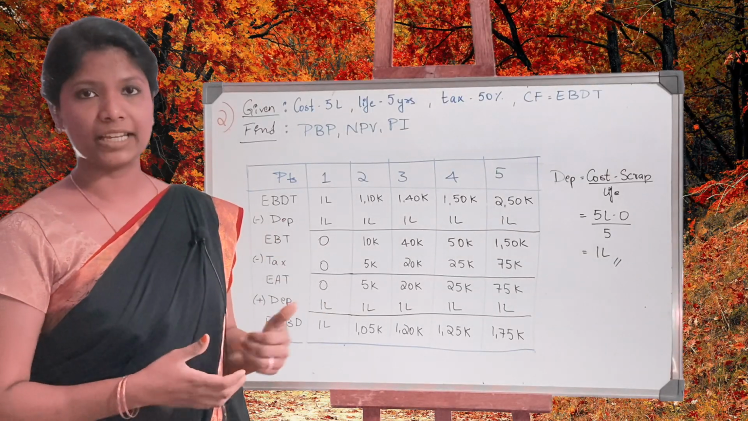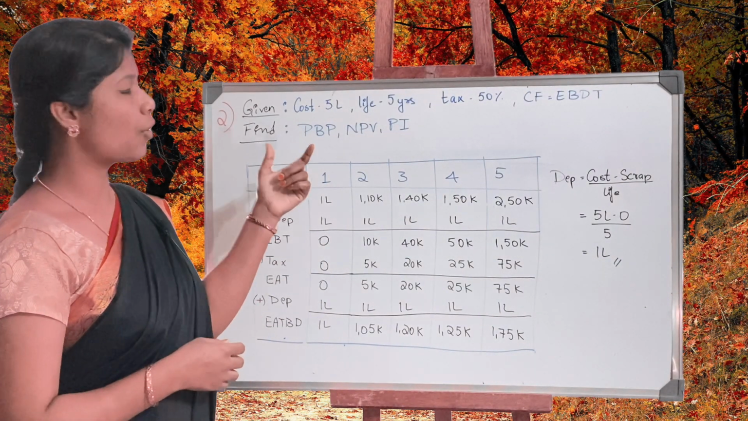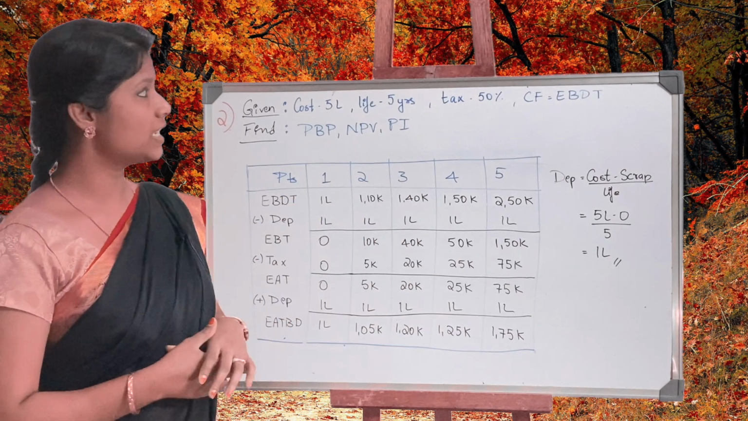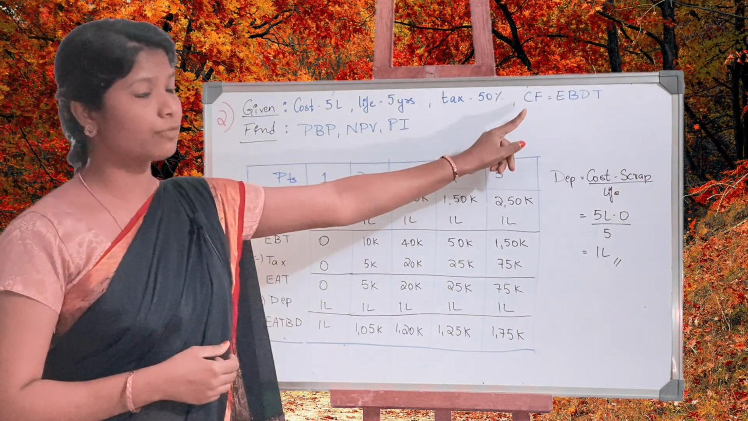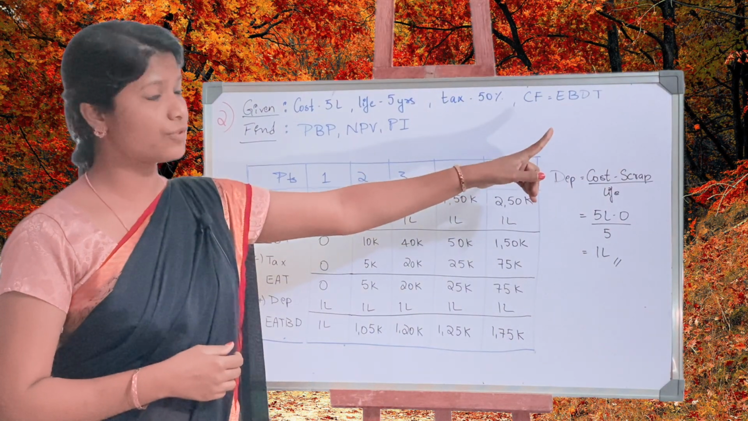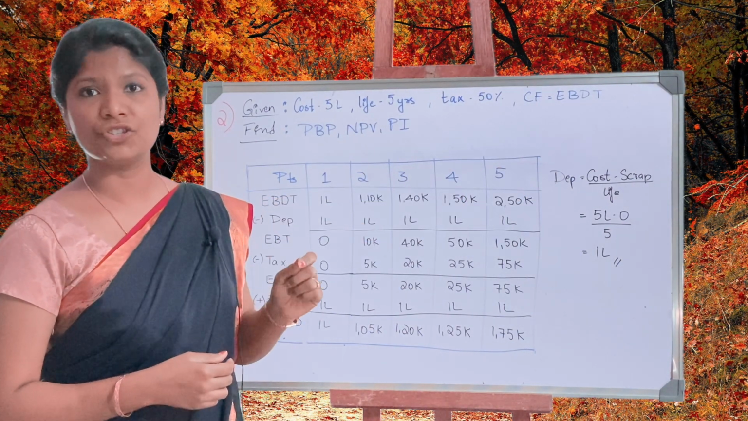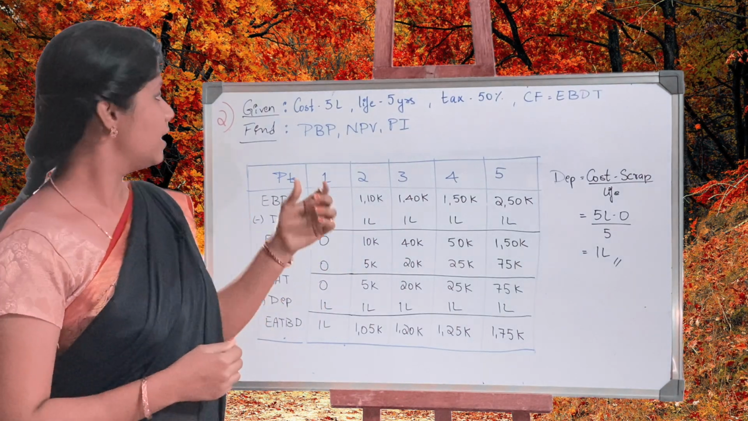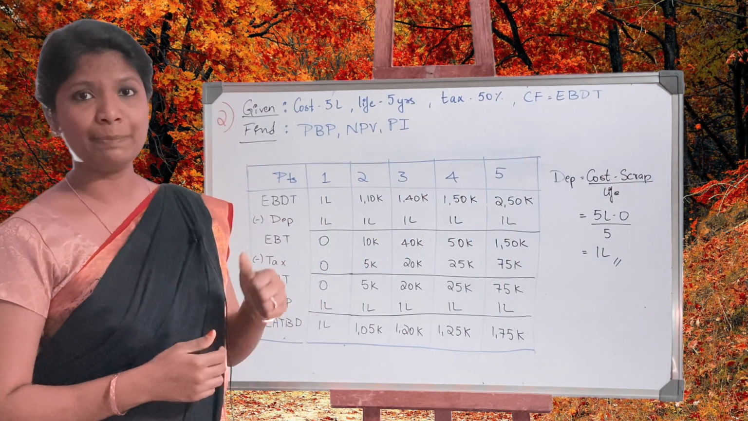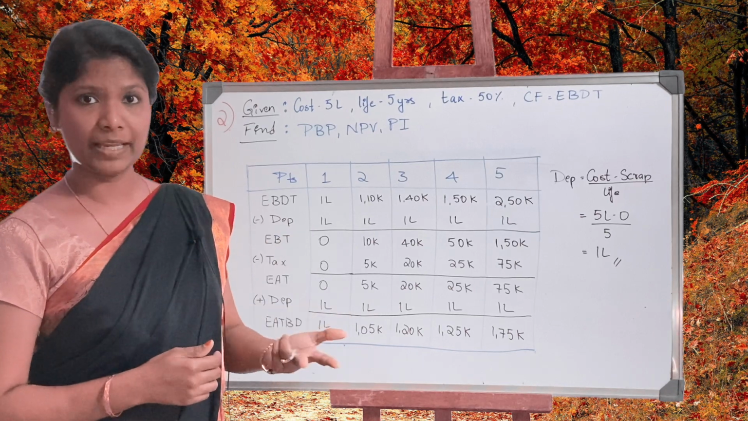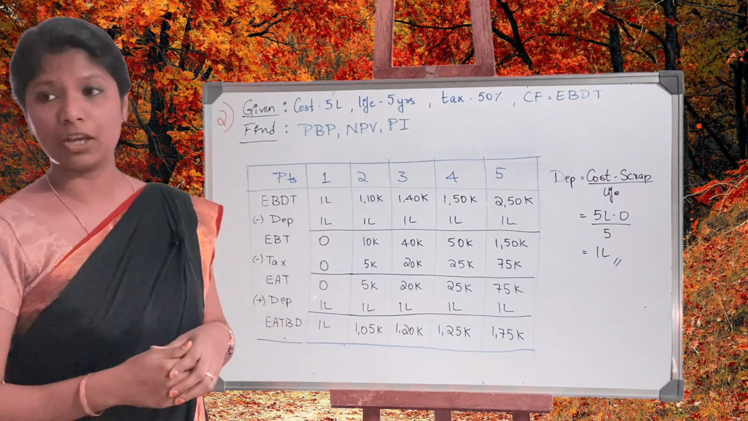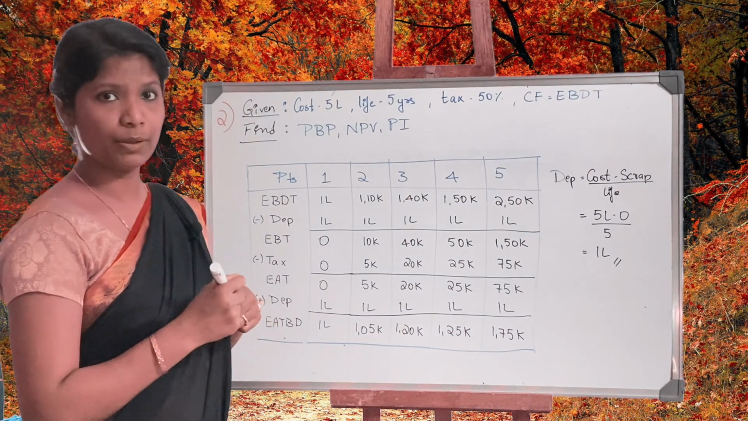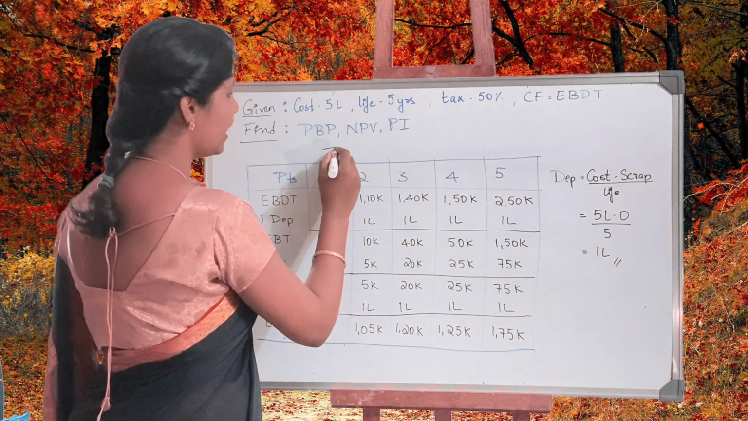So moving on to the second question, the given details are the cost of the project is 5 lakh, the life is 5 years, tax is 50%, and the given cash flows are, note this, before depreciation and tax. So from the very basic, we need to do the income statement. And then what are they asking us to find? Payback, NPV and PI. So first we need to find out the cash flows that are after tax and before depreciation. So this is the income statement.